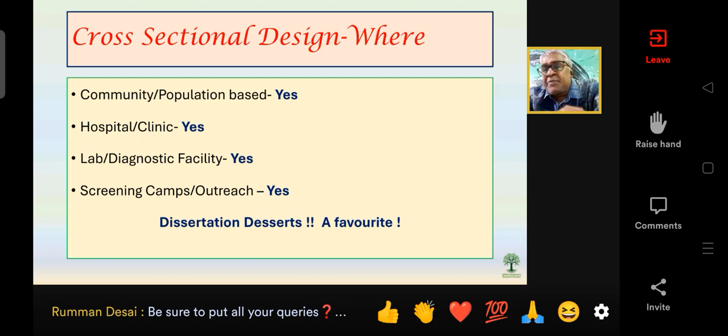Where can we do it? We can do it in a hospital, we can do it in a community, in a population, in a lab, diagnostic facility, screening camps, outreach, literally anywhere.